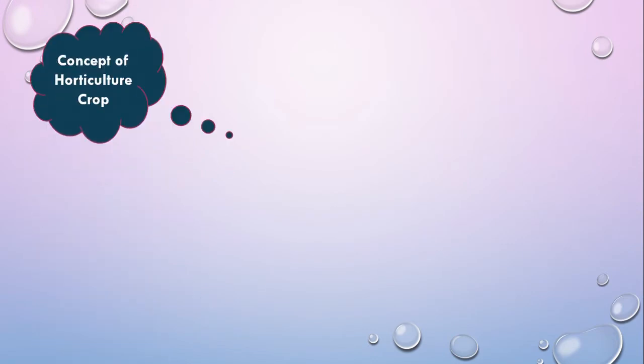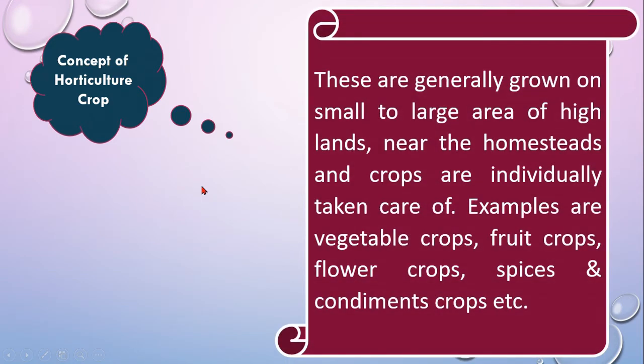Now we will discuss the concepts of horticulture crop. So what is the horticulture crop? This is the opposite of field crop. That means you can cultivate it in a small area to a large area as well, and you need highland, and even near the homestead area, and crops are basically individually taken care of. For example, all types of vegetable crops, all types of fruit crops, all types of flower crops, spices and condiments as well. So that means these types of crops need to be individually taken care of.